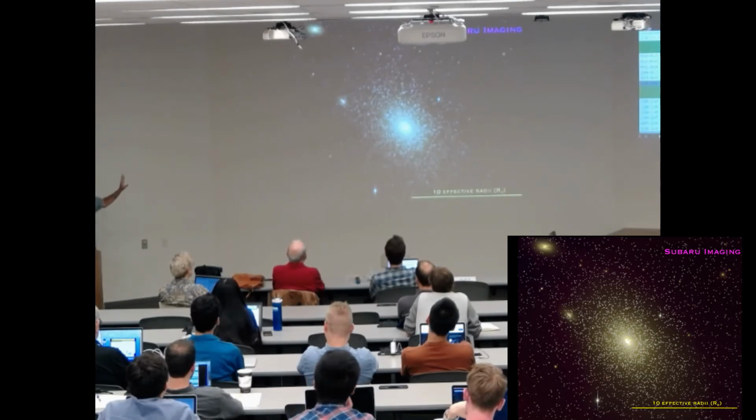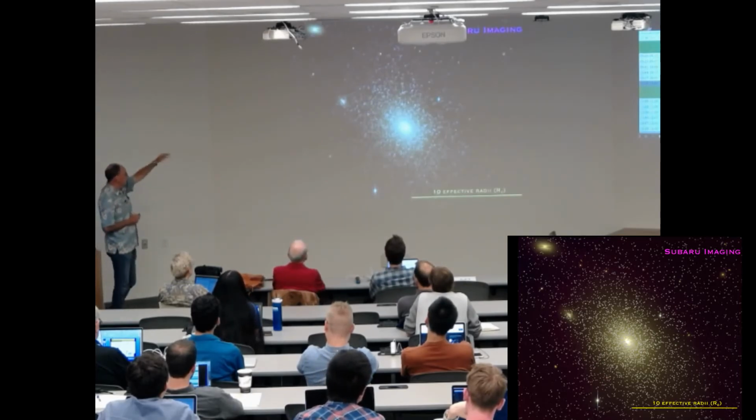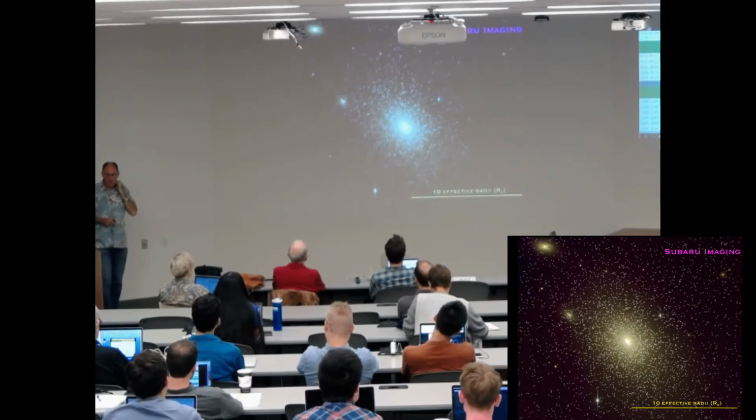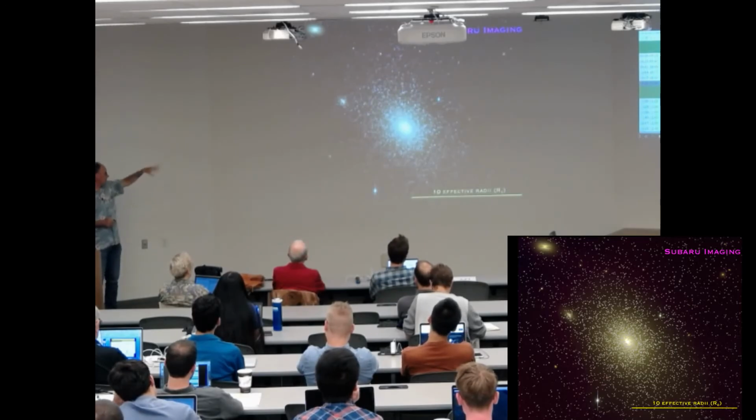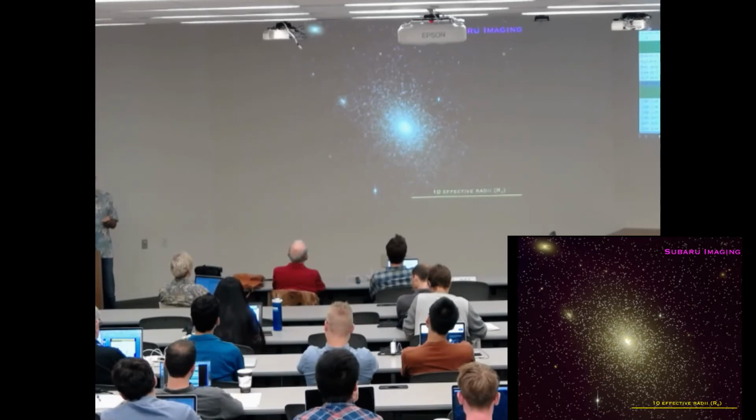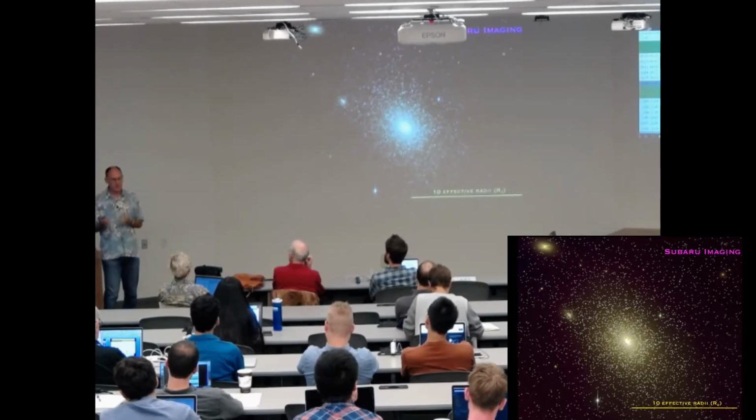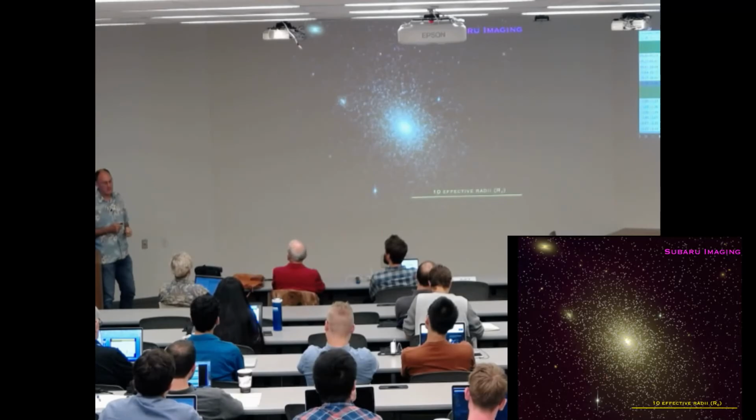So here's one of our images from the Subaru telescope. It shows the galaxy NGC 4365. Here's 10 effective radii of that galaxy. And the globular clusters that we've selected just from the photometry alone are shown by little white circles here. So you can see that this galaxy has about 7,000 globular clusters. This is one of the reasons for studying nearby early type galaxies instead of, say, the Milky Way, which has maybe 200. We've got 7,000 to work with here.